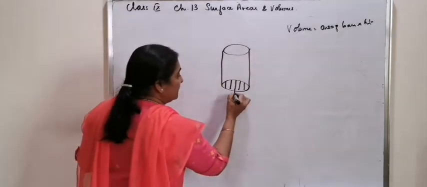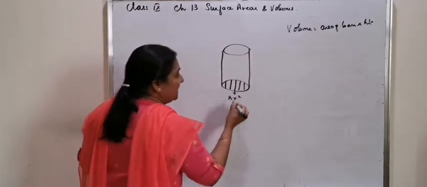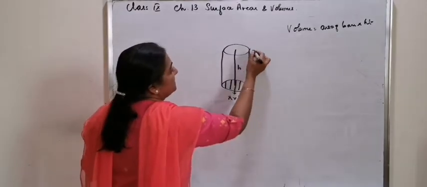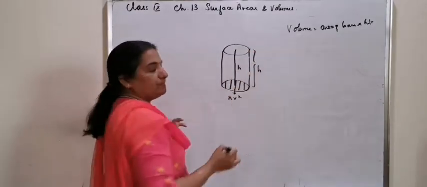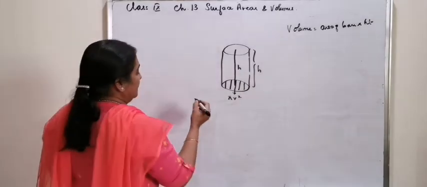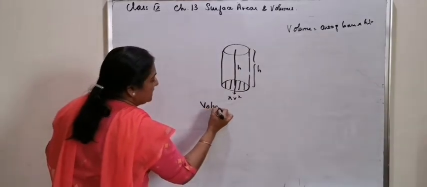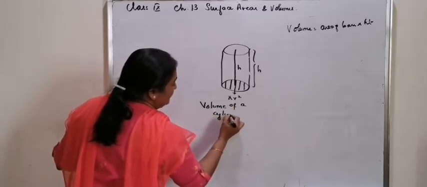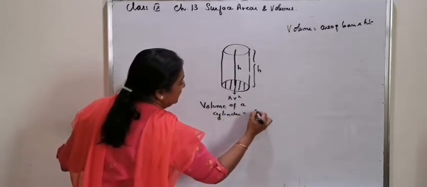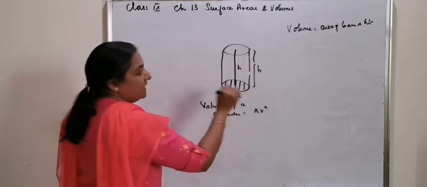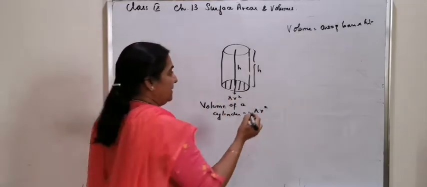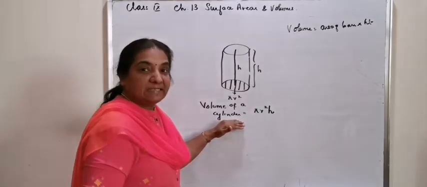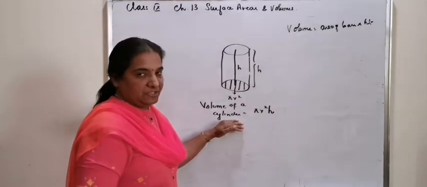area of a circle is pi r square, and if the cylinder is of height h, then the volume of a cylinder is equal to the area of the base, which is the area of the circle pi r square, into height. Thus, the volume of a cylinder is pi r square h.